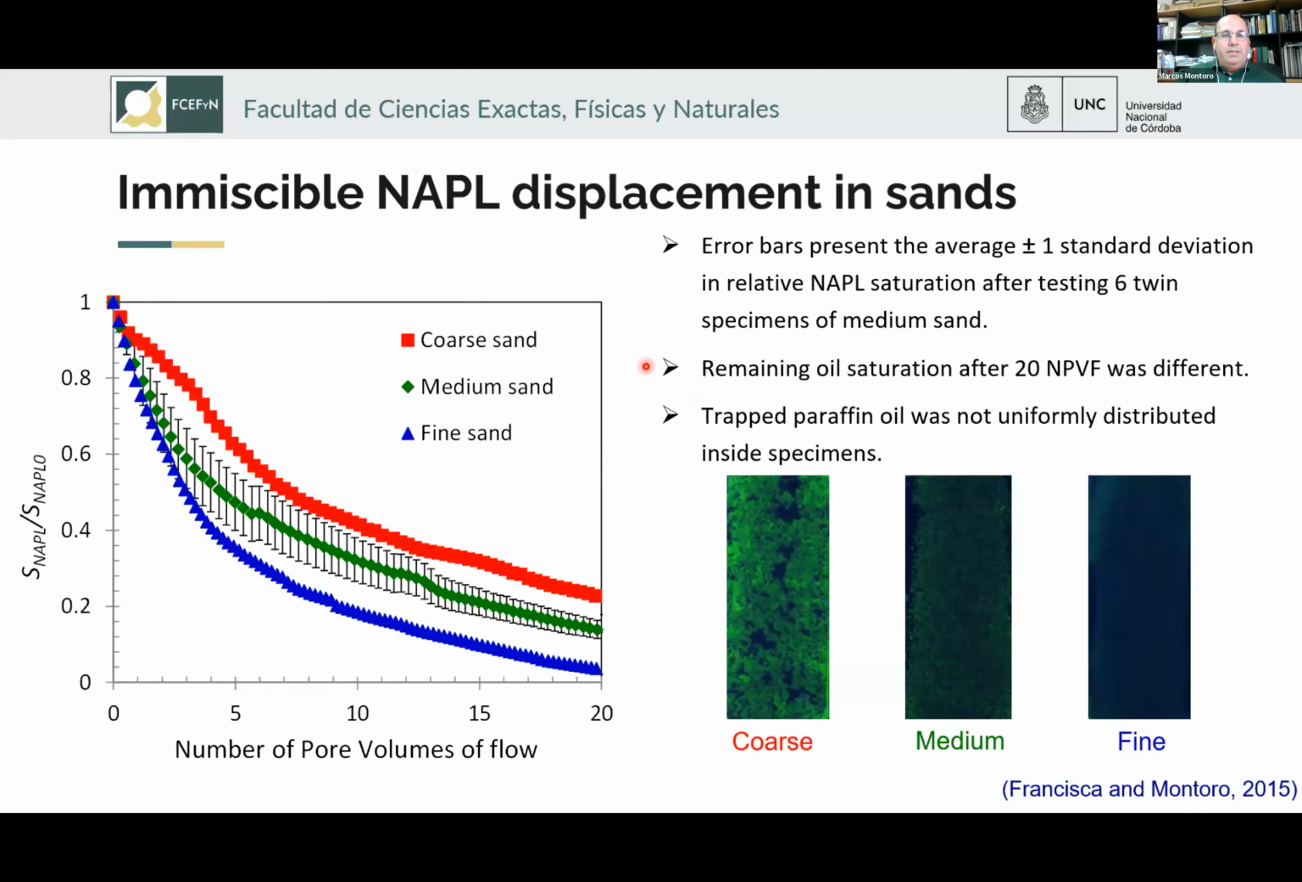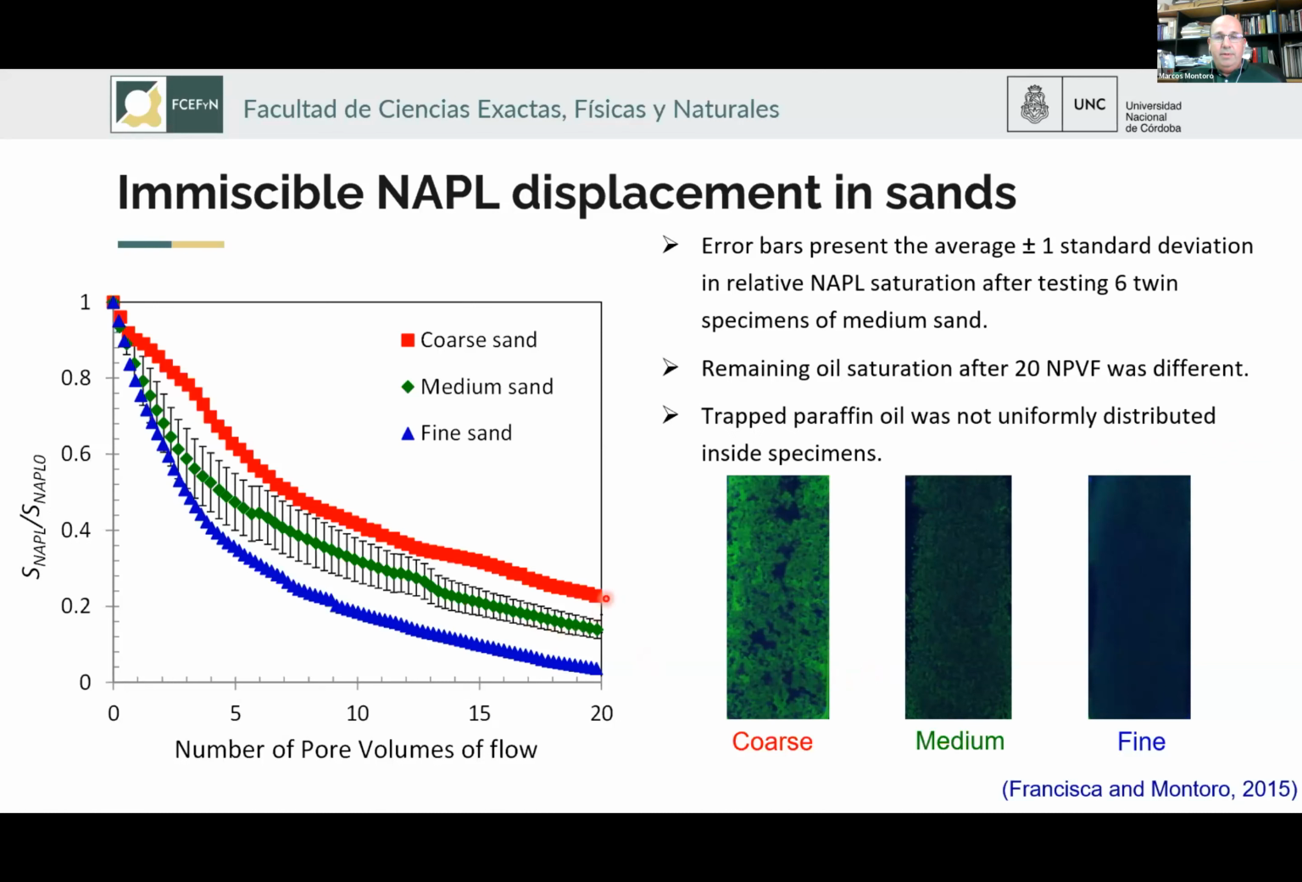Then we have the results we obtained on the immiscible displacement test. This figure presents the change in the relative NAPL saturation during a water flushing process on coarse, medium, and fine sand specimens. All these tests were performed in the plexiglass prismatic cells. The error bars shown for the medium sand results represent the mean plus or minus one standard deviation after 6 repetitions.